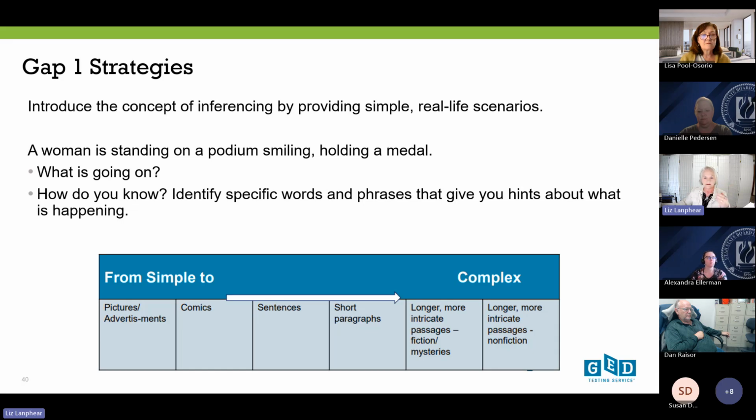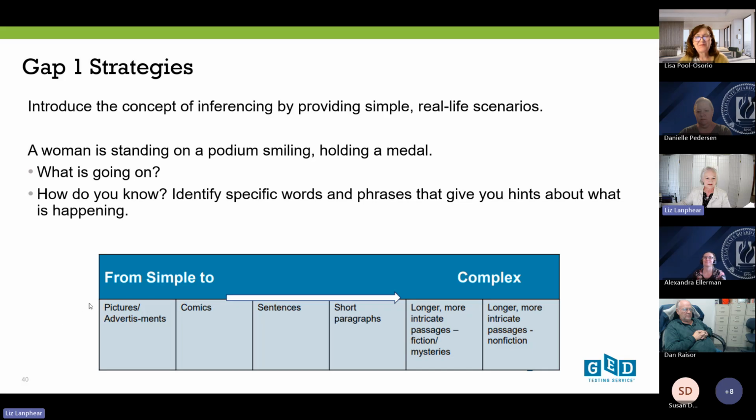So they're inferring. They just don't know that inferring is what they're doing when they're guessing what's going on. And they just don't know those words sometimes. So they don't think they know how to infer, but they infer all the time, right? They always jump to conclusions about things. So they know how to do it.